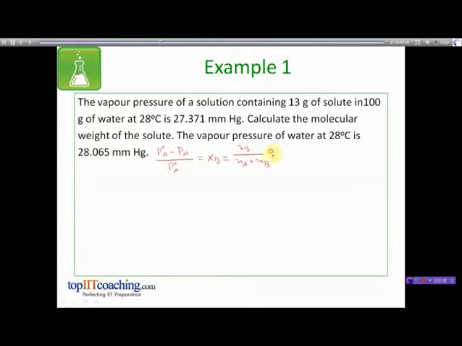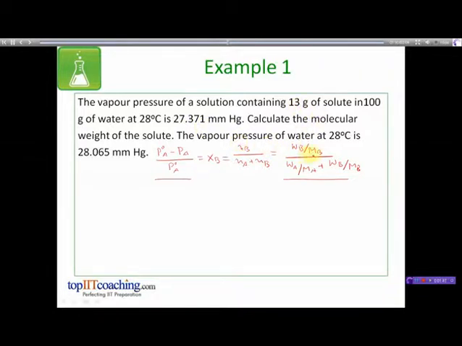We know that number of moles of a substance is equal to its weight divided by its molecular weight. So we can write XB equal to Wb divided by Mb upon Wa divided by Ma plus Wb divided by Mb. Now we have to substitute the given values in this portion of the equation. P naught A, that is the vapor pressure of pure solvent, is given to us. It is 28.065 millimeter. PA is 27.371.